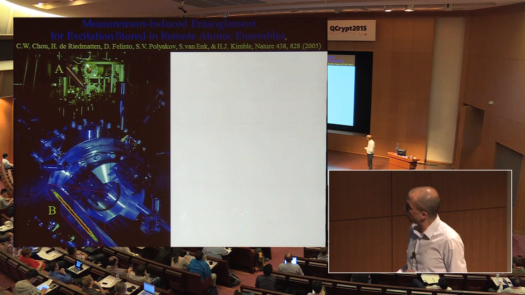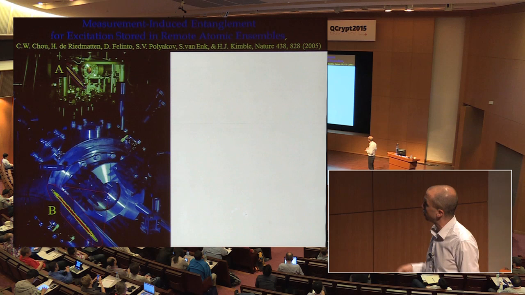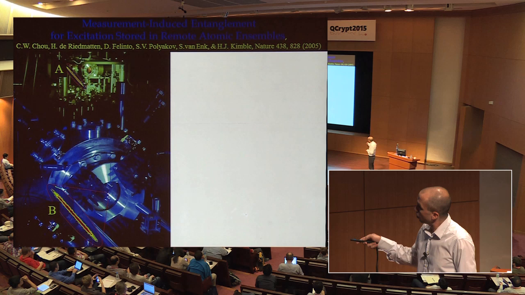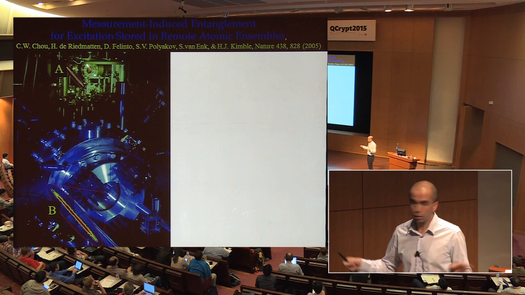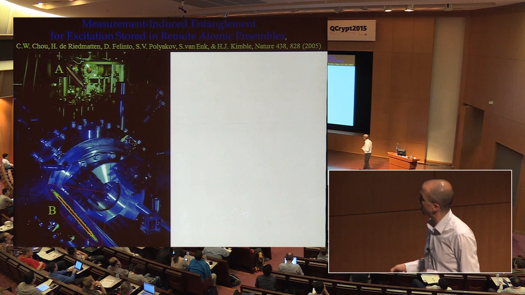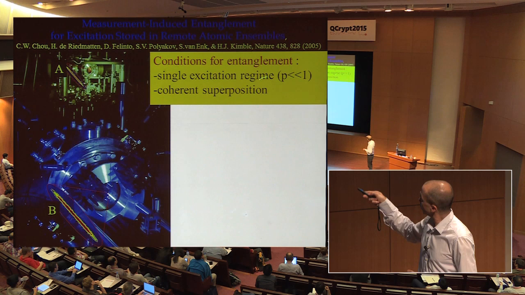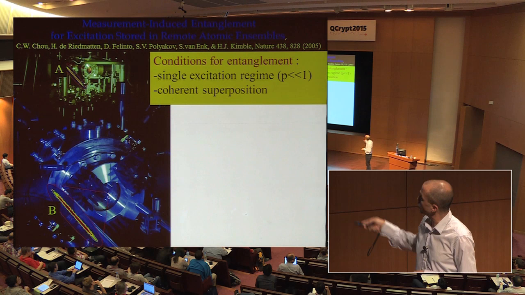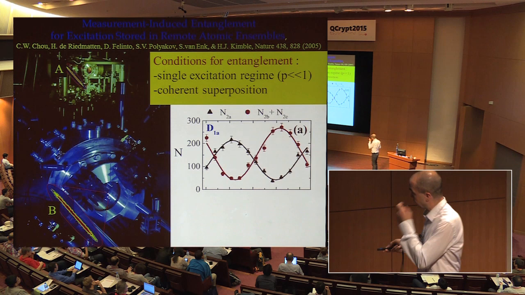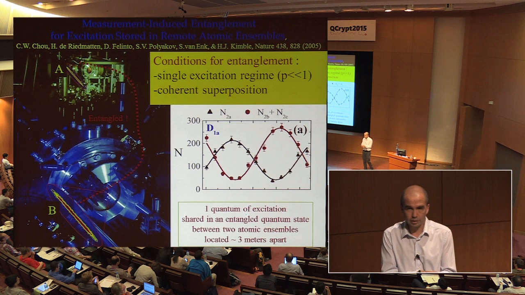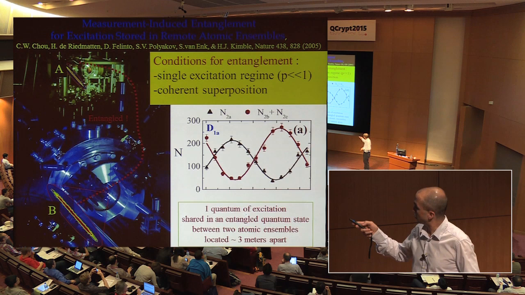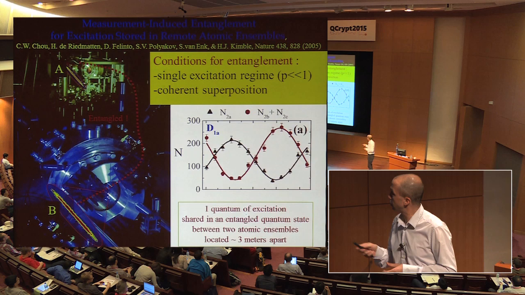This experiment has actually been done quite some time ago, 10 years ago, also in Jeff Kimble's group. So what we had is two atomic ensembles in two vacuum chambers separated by around 3 meters. And we could create an entangled state between these two ensembles. The two conditions to have entanglement like this are that you have to be in the single excitation regime, such that the probability to create more than one pair is very small, and then you need to have coherent superposition between the two ensembles, and this is something that we verified as well. So we could really have one quantum of excitation which was delocalized between these two ensembles, 3 meters apart. 3 meters is still not very long, at least by quantum key distribution standards. But that's the first step.